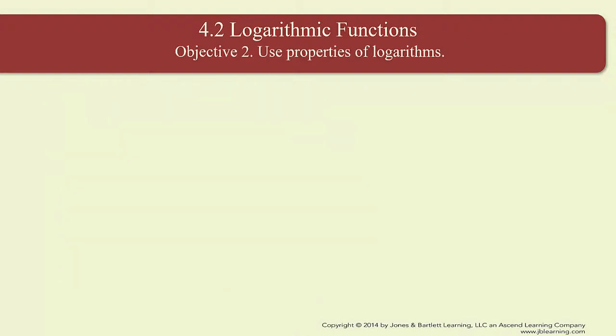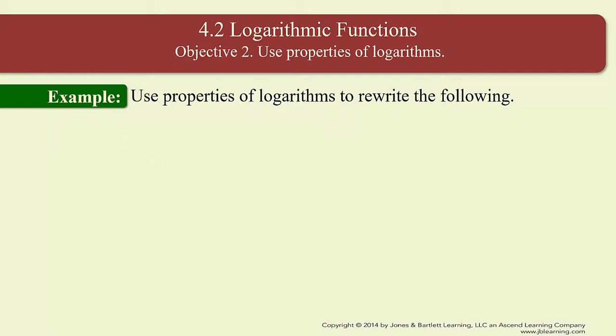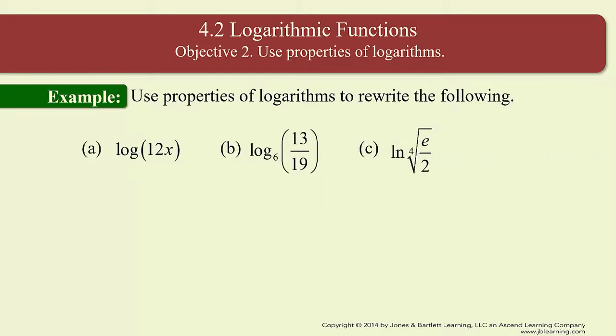Now let's check out an example. So this is like old algebra, but let's use the properties of logarithms to rewrite the following. 3 parts. Part A, we're going to rewrite log of 12x. Part B, we're going to rewrite log base 6 of the quantity 13 over 19. And in part C, we're going to rewrite the natural log of the 4th root of e over 2. So write these down. Going to head off to the chalkboard and work through these.